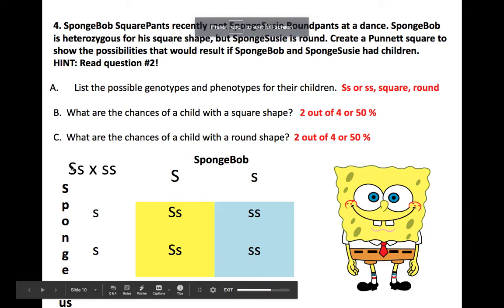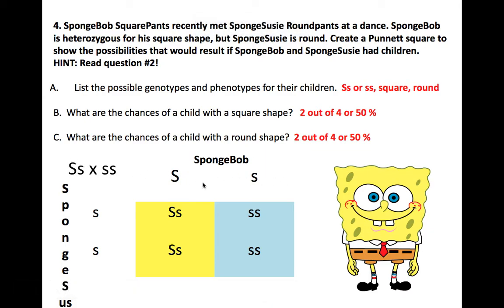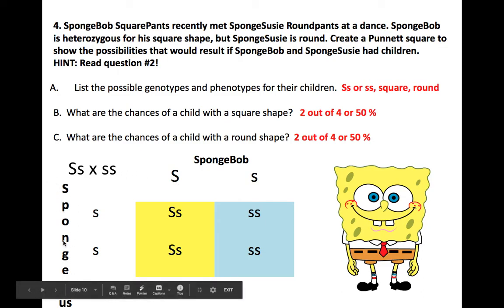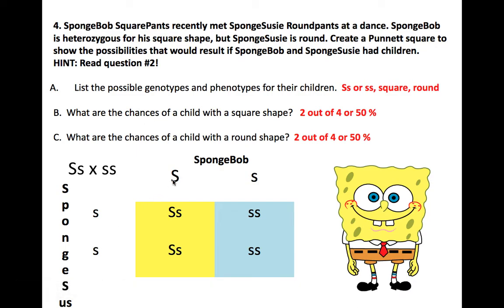This is one of your parents. This is your heterozygous parent, SpongeBob, and that's what's across this square. I don't like using S's because I can't tell the difference unless they're side by side, what's a capital S and what's lowercase. And then this is Sponge Susie down this side, little s, little s.